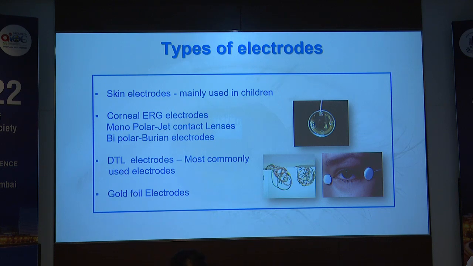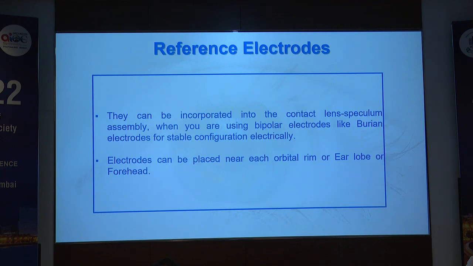Then we have got the skin electrodes that are mainly used in children. The corneal ERG electrode consists of two types, the monopolar, those are jet contact electrodes, and the bipolar, that is the Burian electrode. But the most commonly used electrodes are the DTL electrodes. Also, we have gold foil electrodes.